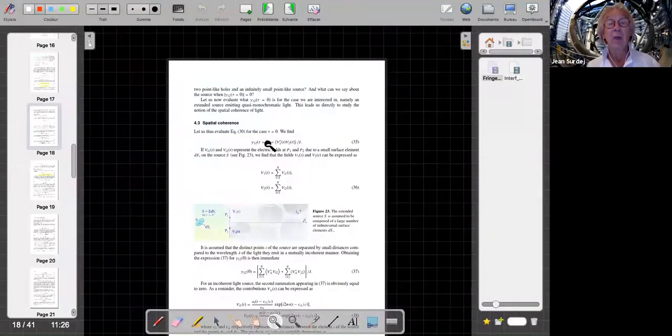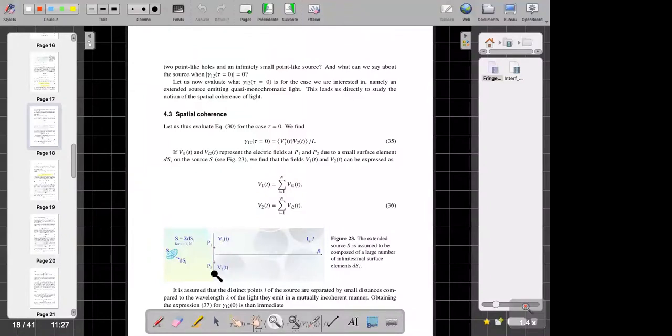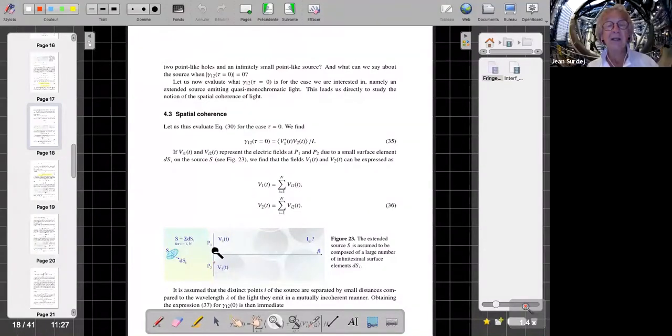So we were interested in evaluating this expression. What is a representation of the complex degree of mutual coherence? And we knew that it is a time average of the product of these two quantities, where V1, V2 is our expression of the electromagnetic field in the two single apertures, 1 and 2, divided by I.